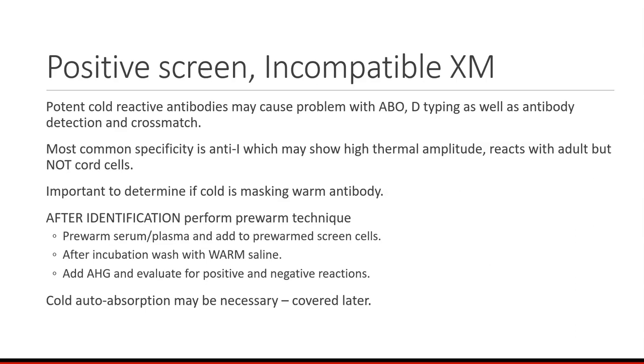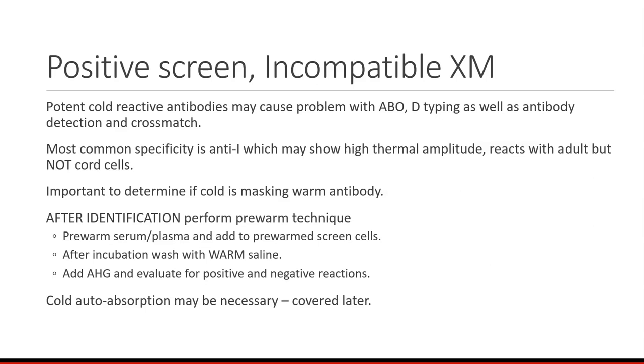So when these tubes are in the heat block, you add the warm saline to the 3 screen cell mixtures, and then take it out of the heat block and immediately spin it down. You say, well, Terry, what about the immediate spin? What about the 37? You've already done that. We already know those are positive. Now what we're trying to do is to determine if underneath that cold auto there's a warm allo.